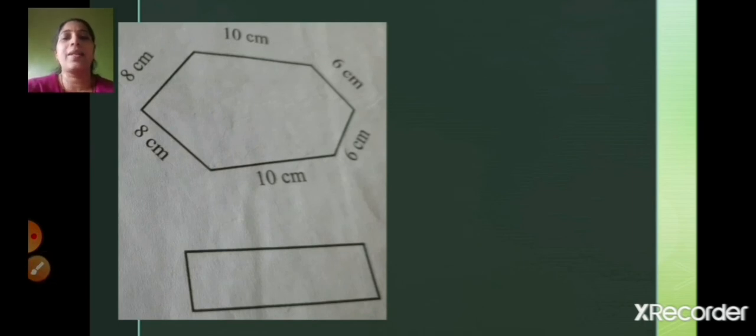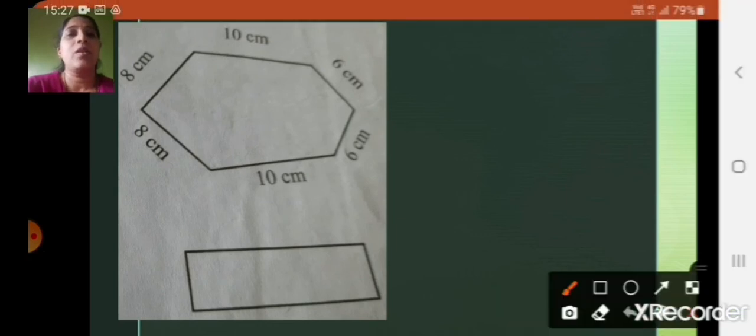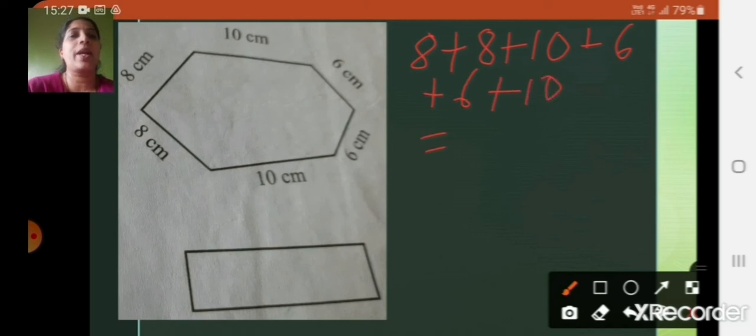Now let's add them. You can see the measurements given. So we'll start adding all the sides. 8 plus 8 plus 10 plus 6 plus 6 plus 10. So how much you get? 8 plus 8 is 16. 16 plus 10 is 26. 26 plus 6 is 32. 32 plus 6 is 38. And 38 plus 10 is 48. So you get the answer as 48 centimeters. So in the box you will write it as 48 centimeter.